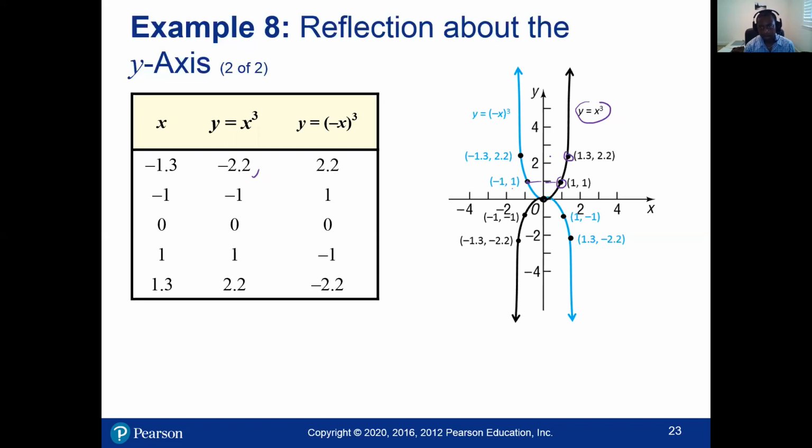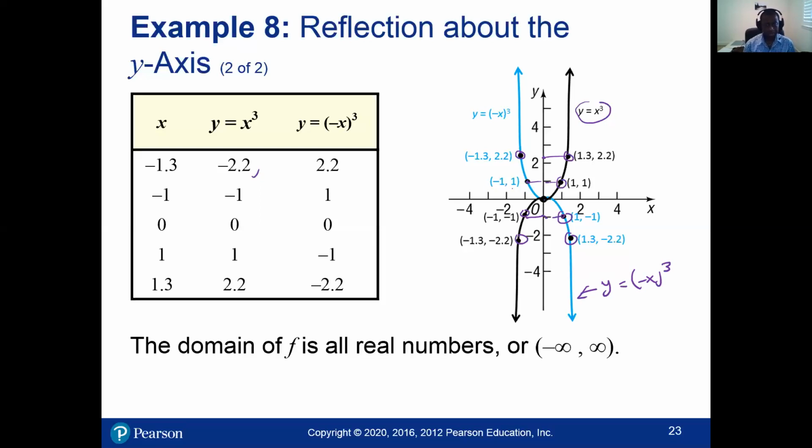Have this point. If you reflect it, you have negative 1.3, 2.2, which is this one. Then if you have this point, which is negative 1, negative 1, it becomes positive 1, 1, which is that point. So this is reflected in the y-axis. That point also reflected in the y-axis becomes that. To join them smoothly, you get this graph, which is y is equal to negative x to the cube.